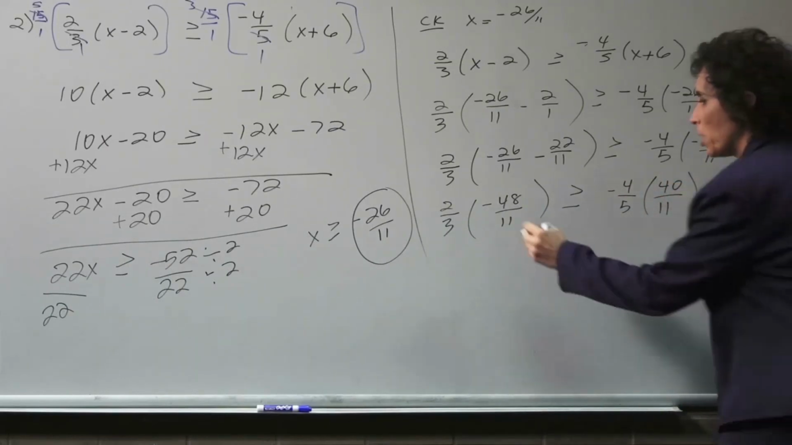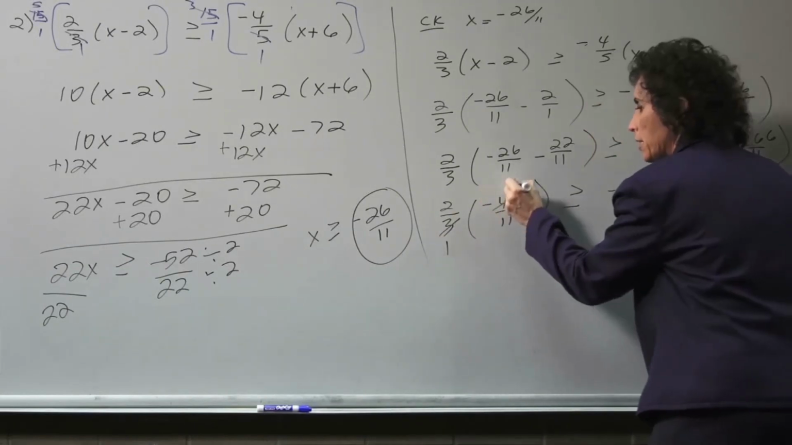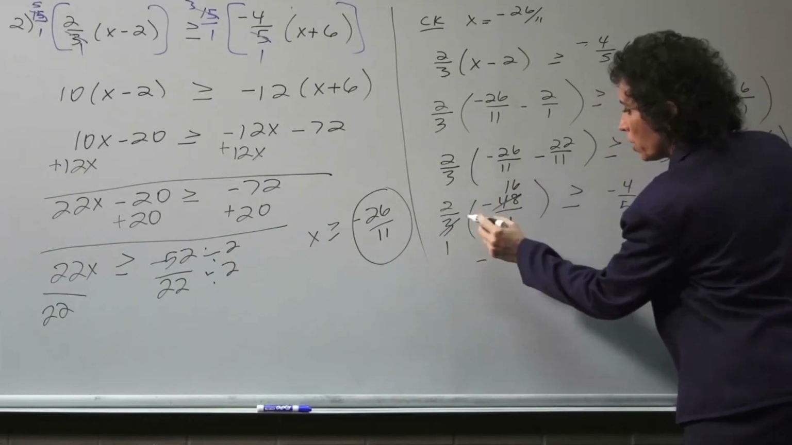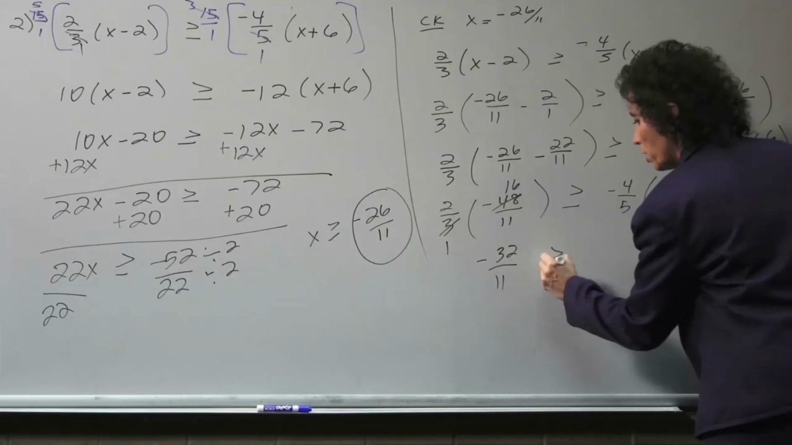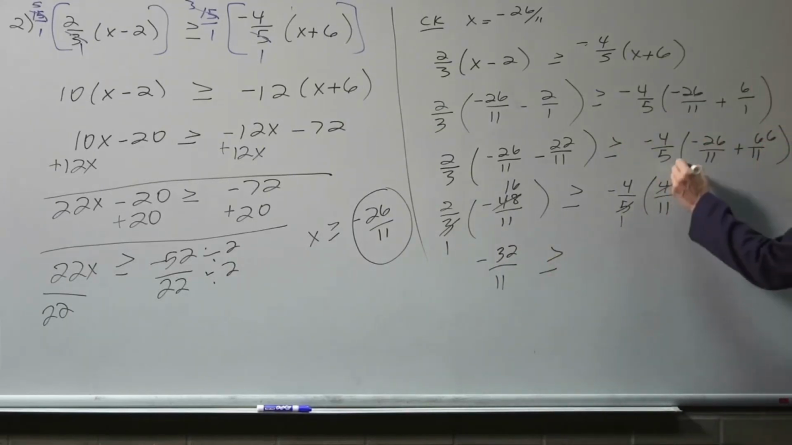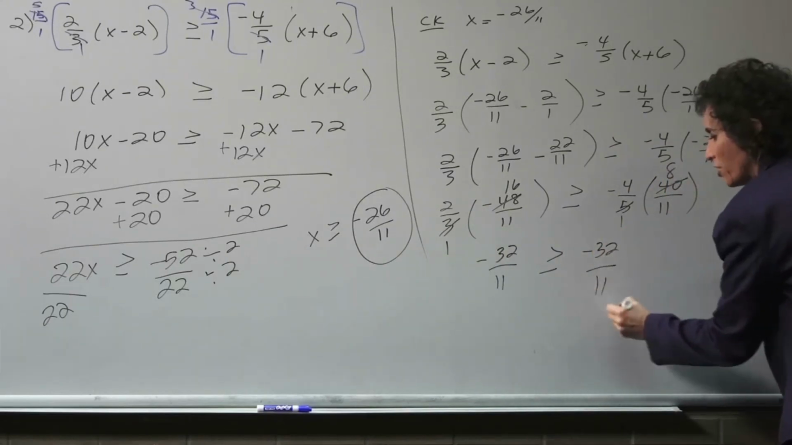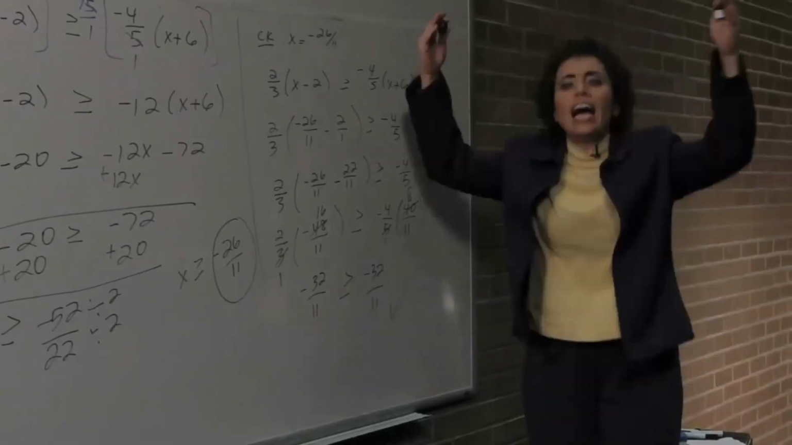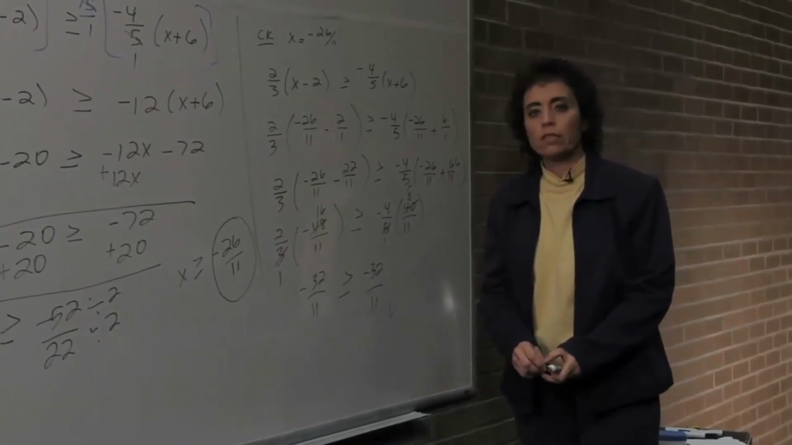Here we go. 3 goes into 3 once, 3 goes into 48 16 times. That is negative 32 over 11 is greater than. 5 goes into 5 once, 5 goes into 48 times. 8 times 4, 32/11. Oh my gosh! Jump up and down, it's time! Jump up and down. That's one check. We got to do another one.